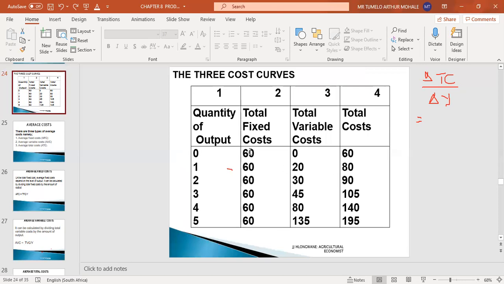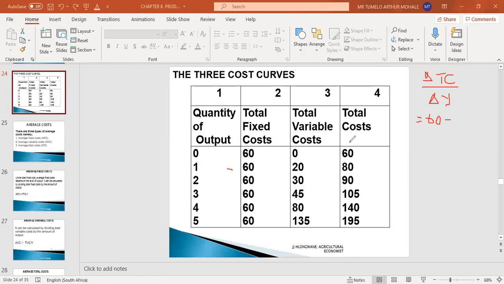Remember, at this one here, we are still using the very same information. At this one, you will never have the marginal cost. Why? Because your output is 0. And then if you say the change in total cost over the change in Y, you will have total cost 60. You will have 60 here.